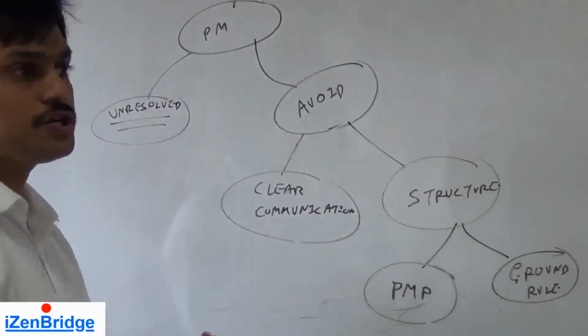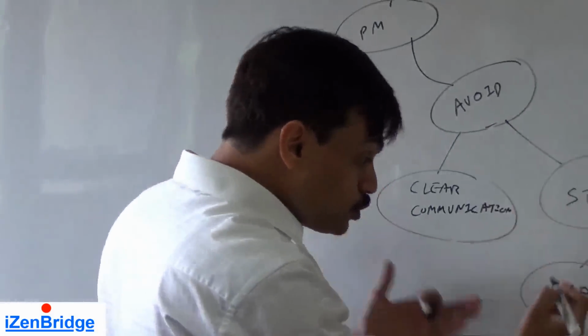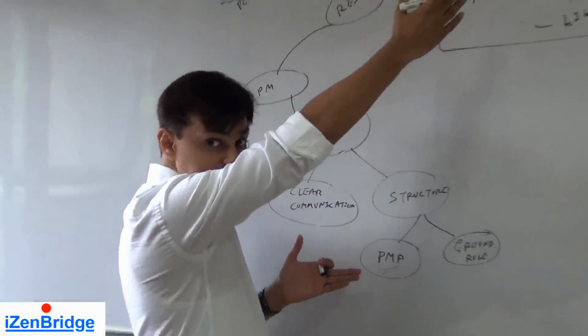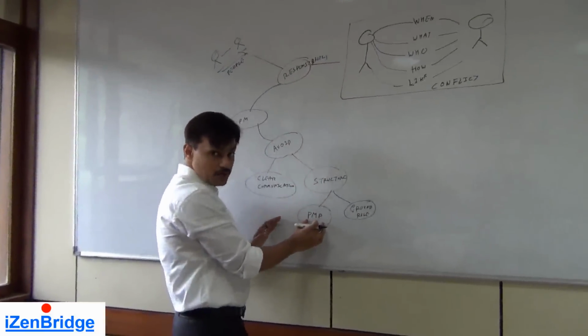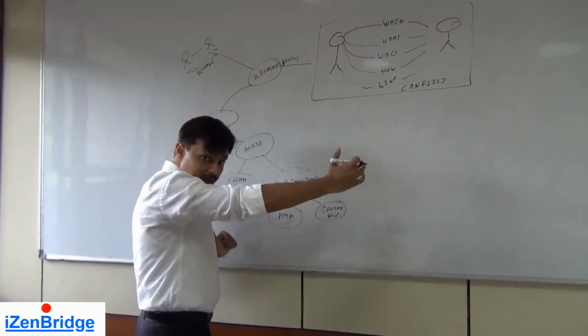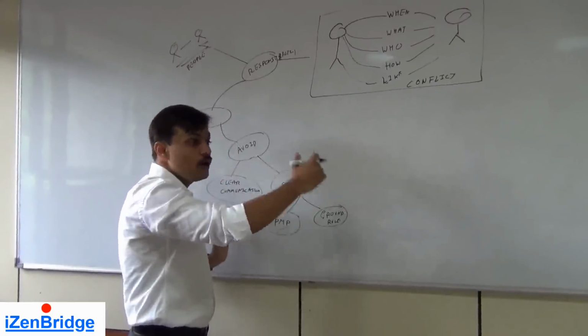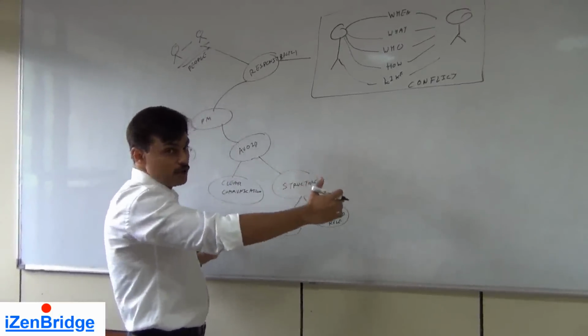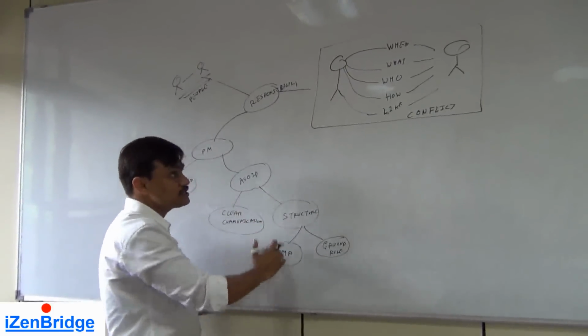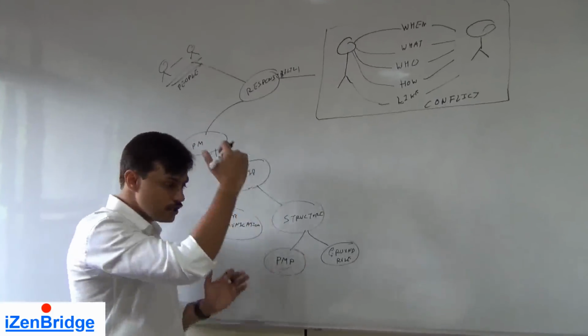So clear communication, using structure, using the project management plan, because if you are talking about when we are going to do this, the project management plan and the schedule should communicate when we can expect a particular deliverable, and why that deliverable is coming on that particular date. So if we do the project planning well, unnecessary conflicts will get reduced.